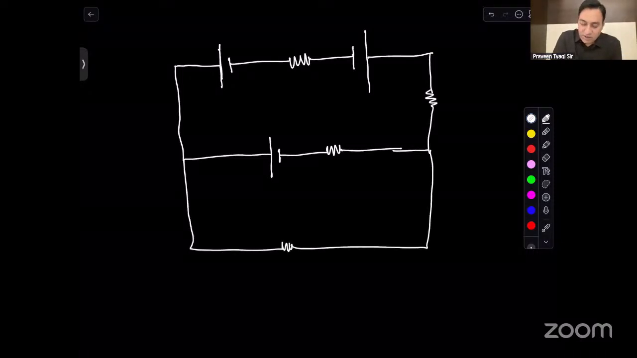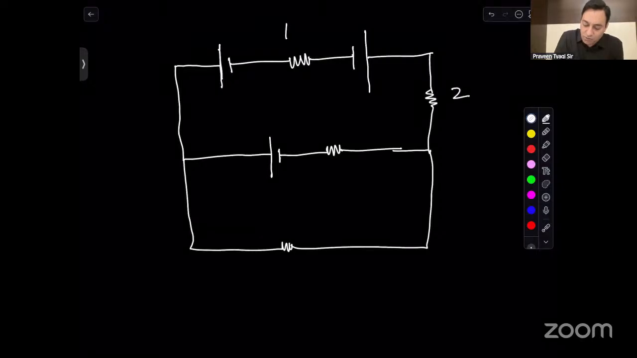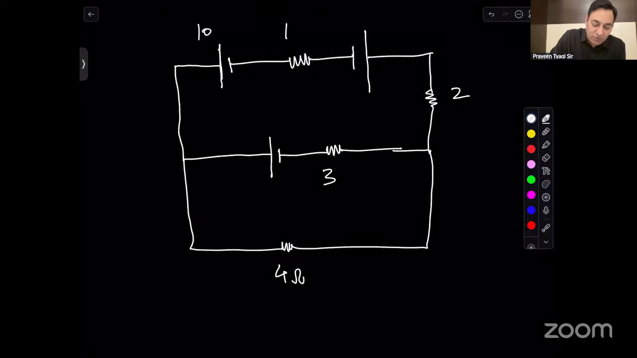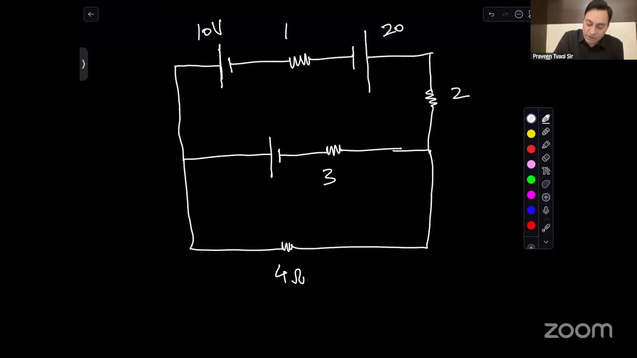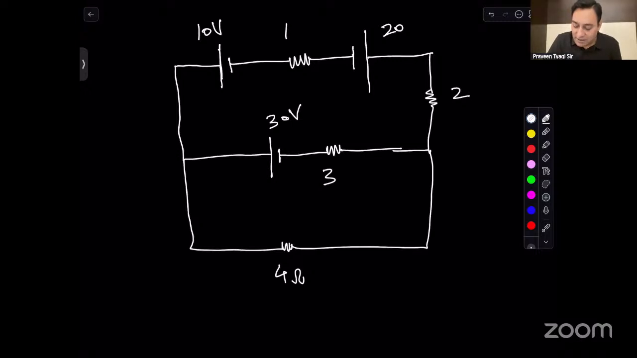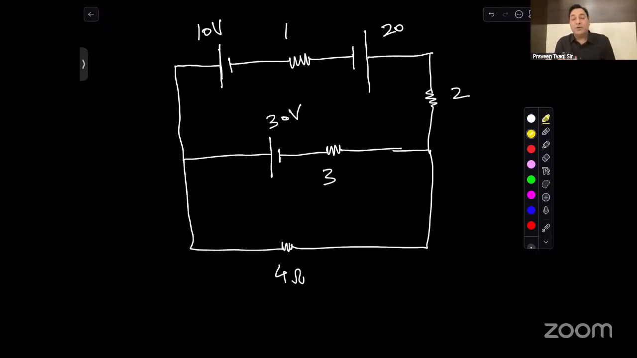Now I have got 1 ohm, 2 ohm, 3 ohm, 4 ohm. These are resistances. This is a battery which is 10 volt, 20 volt, and 30 volt battery. And I want to find the currents. So let's understand. You don't have to worry about how much current is flowing from which battery, and you have to know that beforehand, or there will be a mistake. No, there will be no mistake.